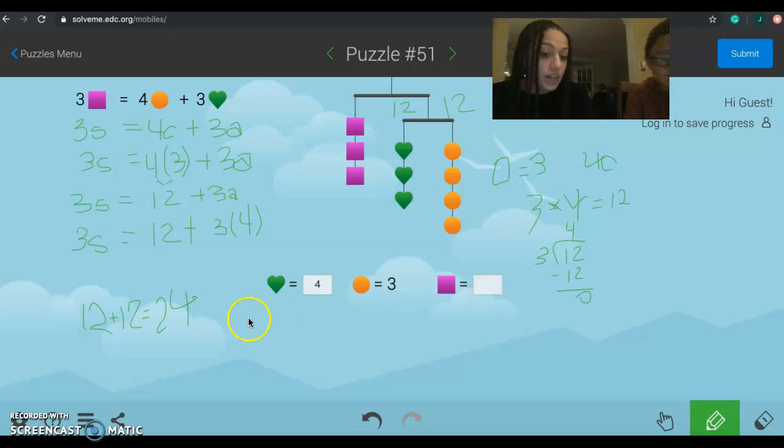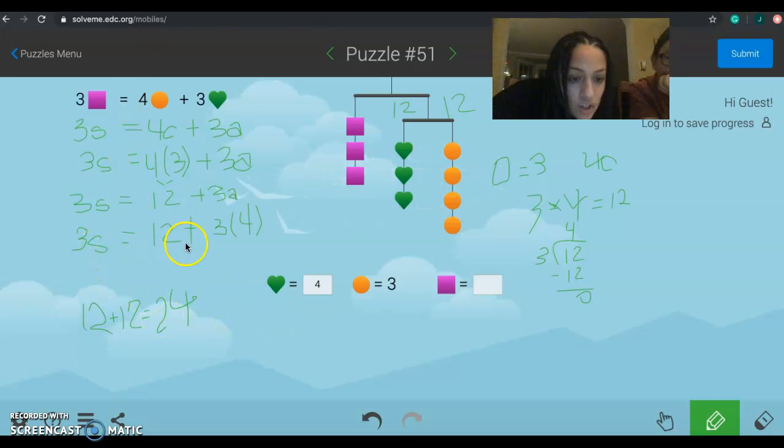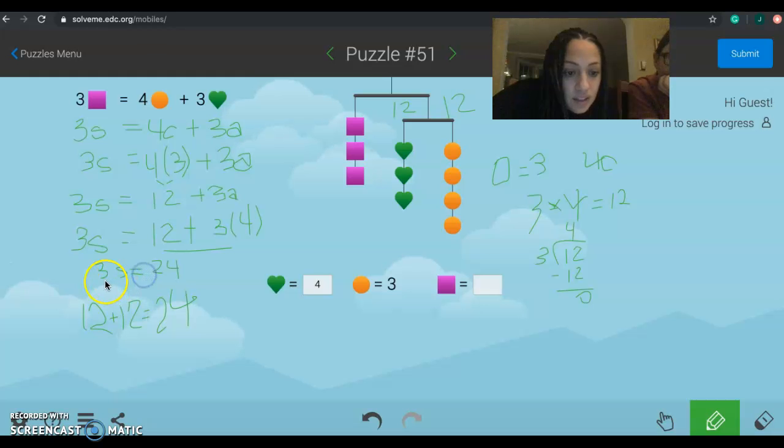24. Okay. So we would put that back up here. So this equals 12, or 24, sorry. 3s equals 24.